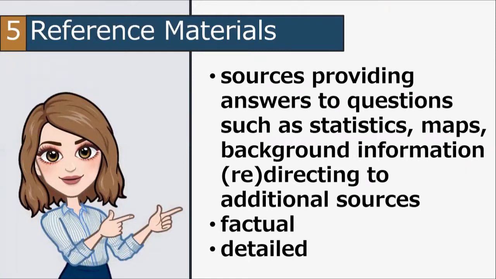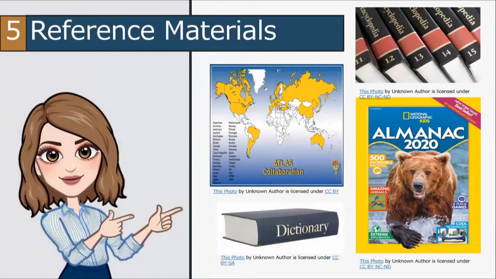Next, or lastly, the reference materials. These sources provide answers to questions such as statistics, maps, background information, and redirecting to additional sources. These sources are factual and detailed. So if you need sources that would directly provide the information that you need, it is best to look for reference materials. But it depends on the kind of information that you need. So here are the samples of reference materials.